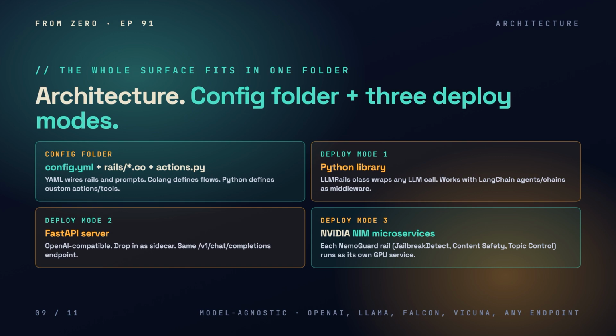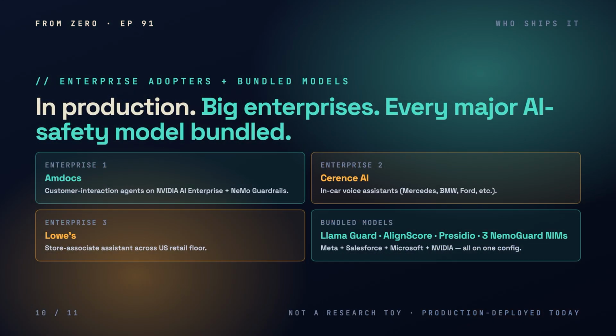Architecture: a config folder, config.yaml for wiring, rails/.co files for Colang flows, actions.py for custom tools, and an optional KB folder for docs. It runs 3 ways: as a Python library around any LLM, as a FastAPI server, OpenAI compatible, or as NVIDIA NeMo microservices. Model agnostic, it works with OpenAI, Llama, Falcon, Vicuna, any endpoint.